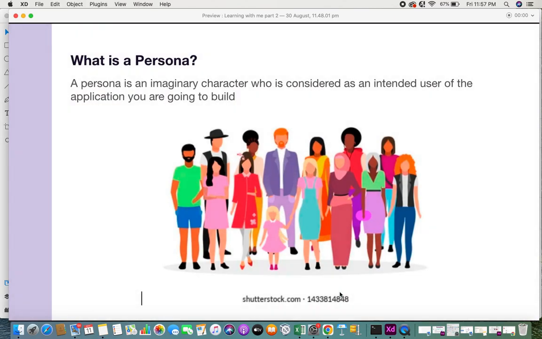So just to give you a heads up, a persona is an imaginary character who is considered as an intended user of the application you are going to build. Okay, so the persona is imaginary, totally imaginary, and is not a real character. But you're considering that persona to be someone who's going to interact with and use the application you are creating.